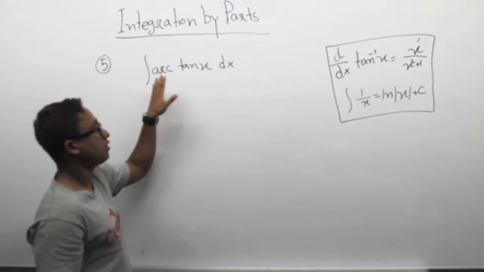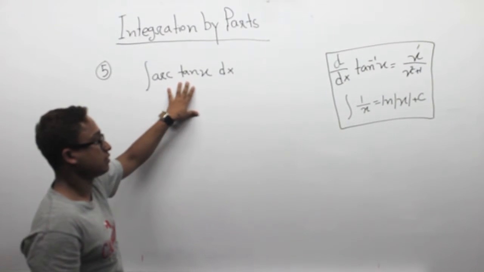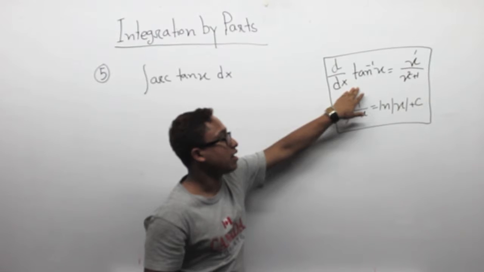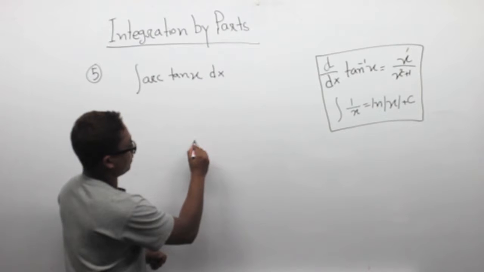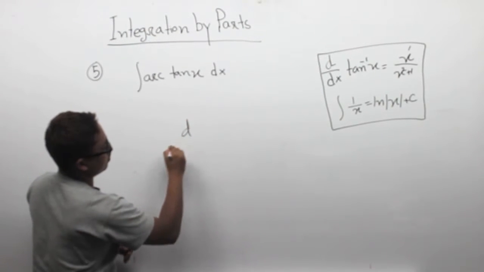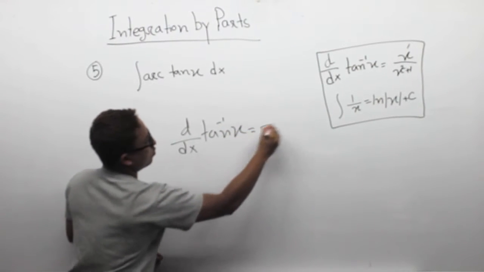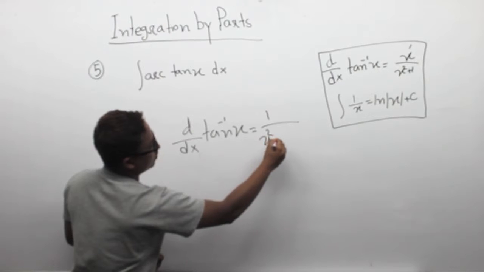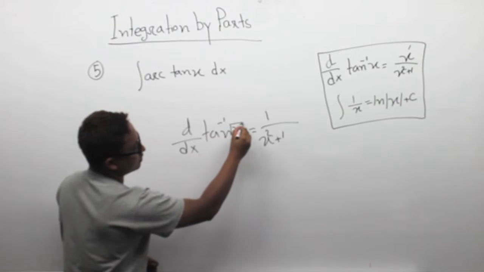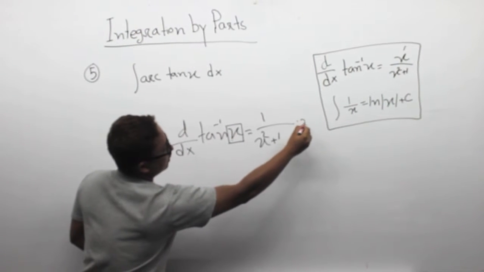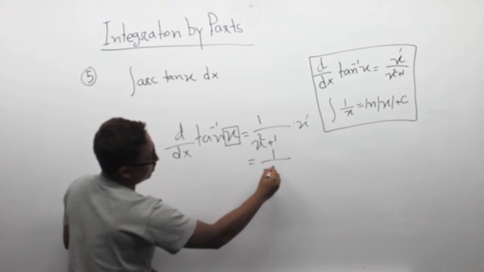To solve this question, you have to know what the differentiation of arc tangent x is. Here you can see the differentiation of arc tangent x is 1 over x square plus 1. Basically, the differentiation of tan inverse x is 1 over x square plus 1, multiplied by the differentiation of x. The differentiation of x is 1, so it's going to be only 1 over x square plus 1.